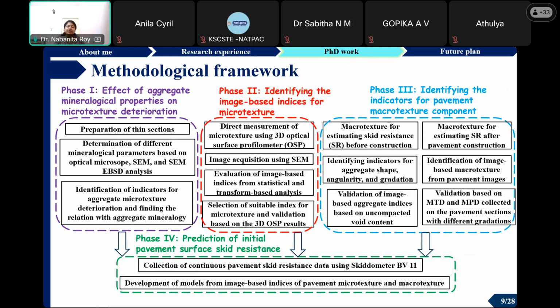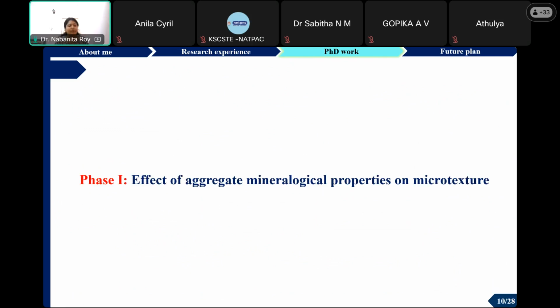So for that, collection of continuous pavement skid resistance data was done using skidometer BV11. This field equipment we have used to collect the friction data. Based on the results we have observed from the aggregate morphological and mineralogical properties, we have developed models using the image-based indices of pavement microtexture and macrotexture.